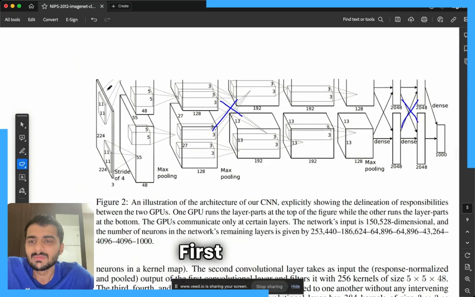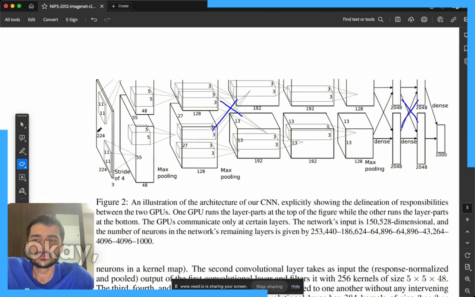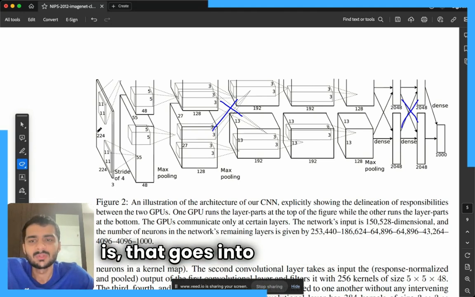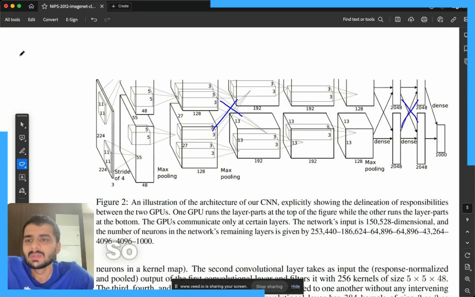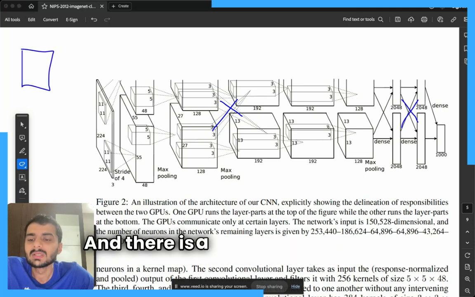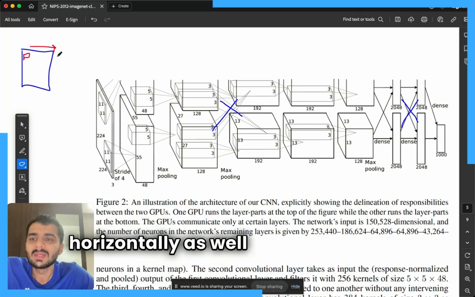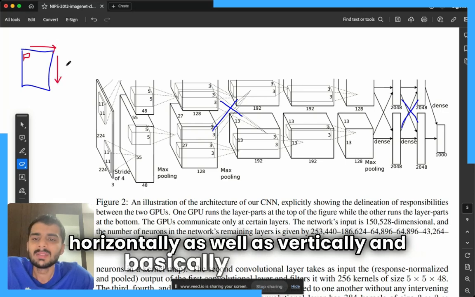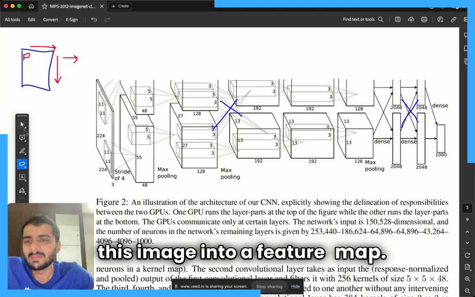So this is the image, first image. The image size is 224 by 224. Okay, this is the input image that goes into the network. Now there is a filter that is applied, which is also called a kernel. The size of the kernel is 11 by 11. So this is the image, and there is a kernel which slides through horizontally as well as vertically, and basically transforms this image into a feature map.